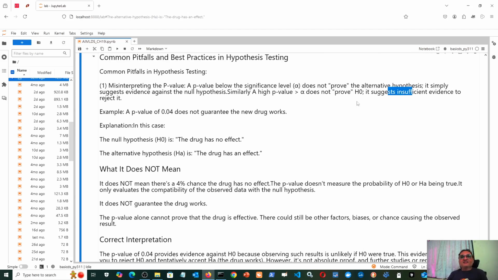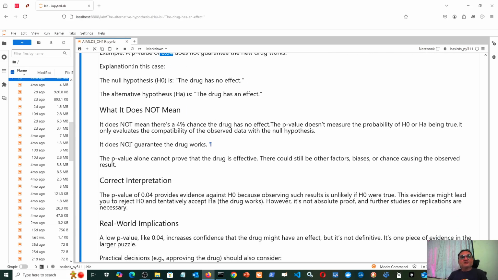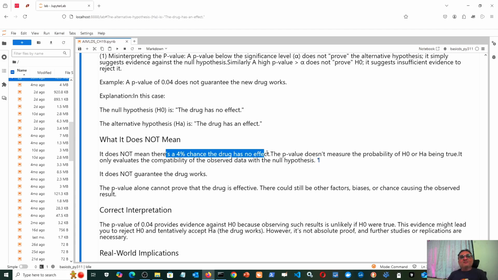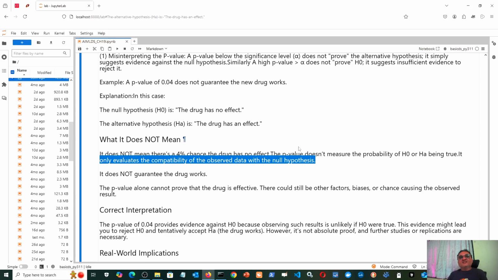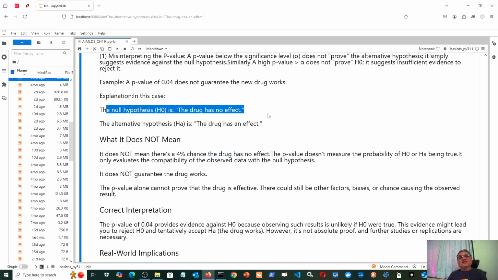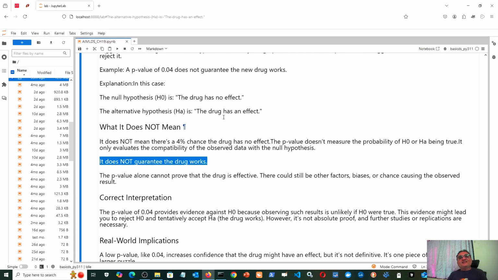So if you get, for example, in that new hypertension drug example, p equal to 0.04, then it does not mean that there is a 4% probability that the drug has no effect. P value does not measure the probability of H0 or HA being true. It only evaluates the compatibility of observed data with the null hypothesis. It is the probability of the observed outcome, given the data distribution described by null hypothesis. That's all. Okay. It does not guarantee that the drug works.